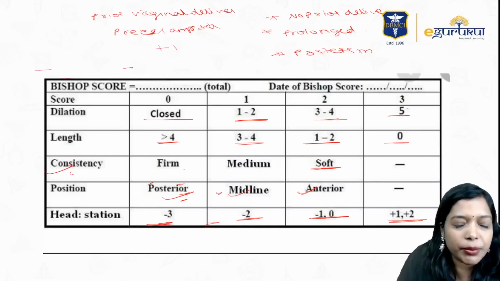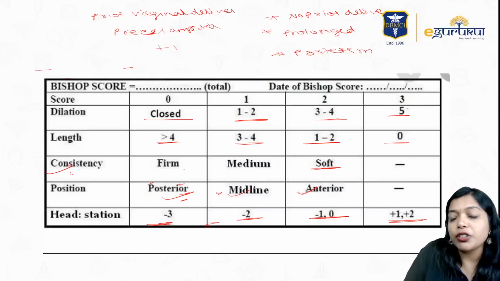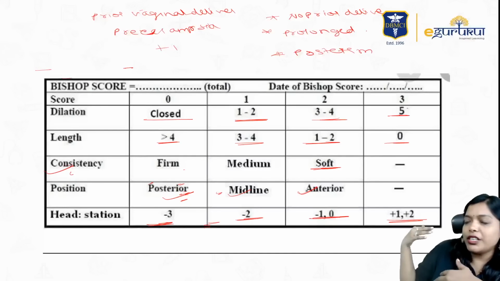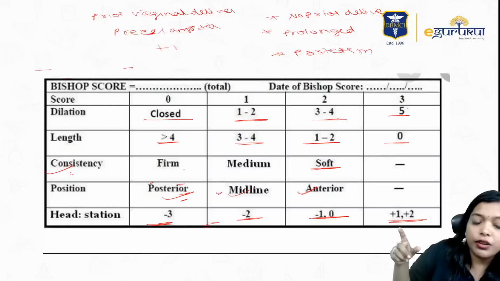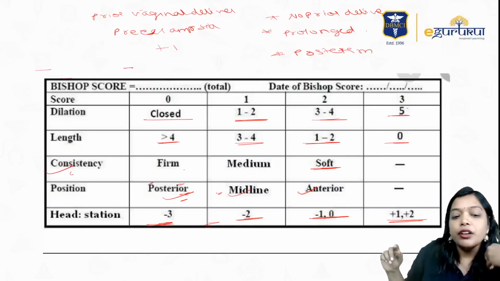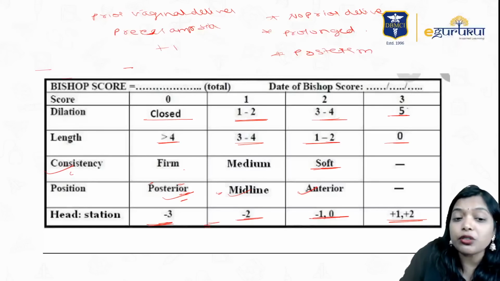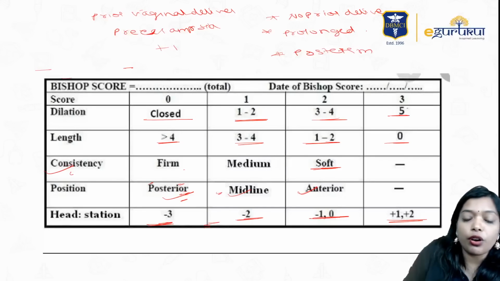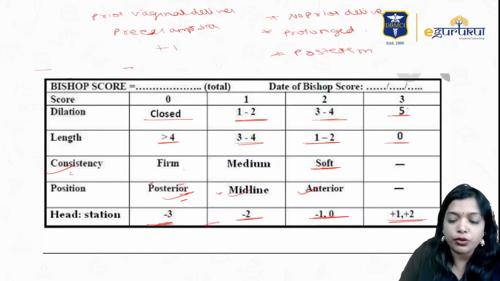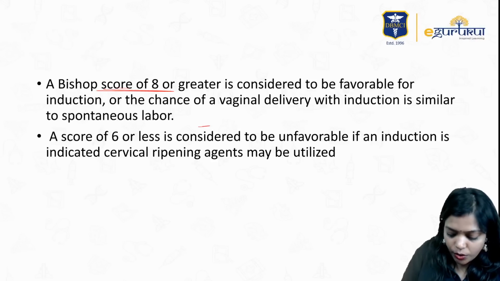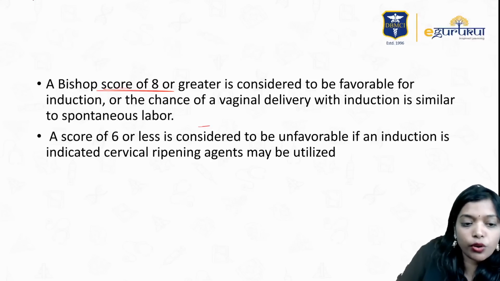So dilatation and length, remember they are opposite. Consistency and position have only 0, 1, 2. So firm, medium, soft; posterior, mid-position, anterior. So there are only 0, 1, 2. Only head station is something which you have to remember. Head station: -3 gives 0, -2 gives 1. Where will you get the score of 2? -1 to 0, score of 2. +1 and +2, you get a score of 3. Okay? Right. So the total score comes as 13.